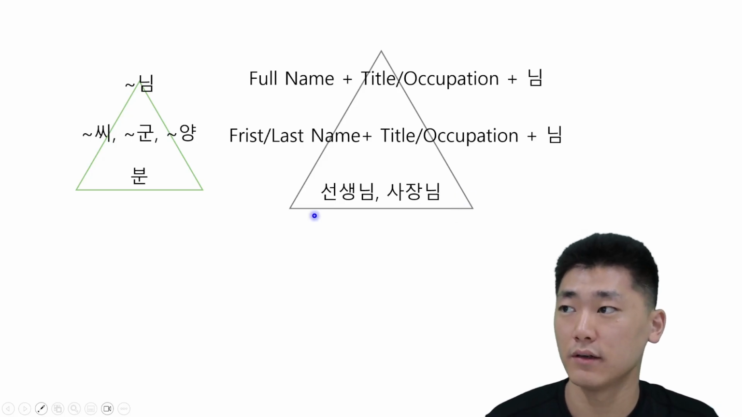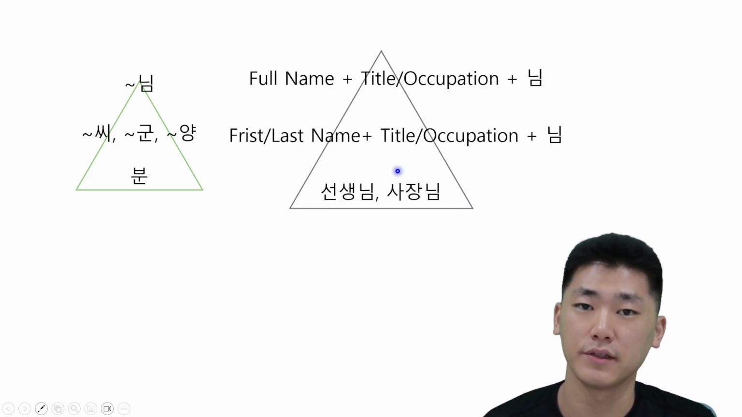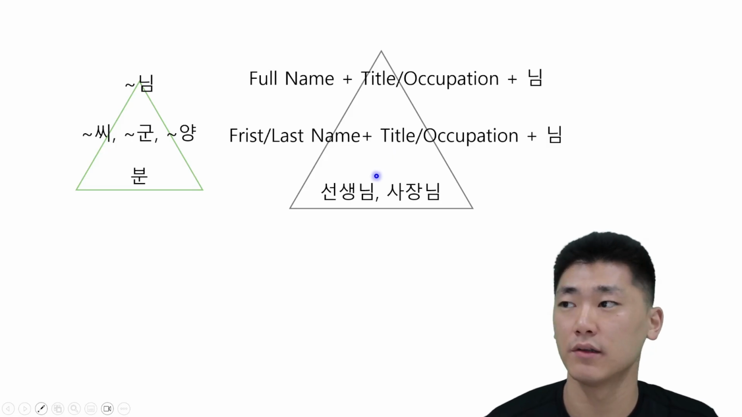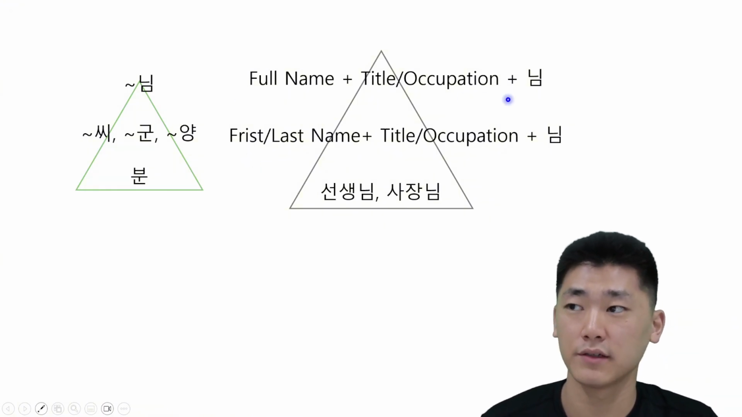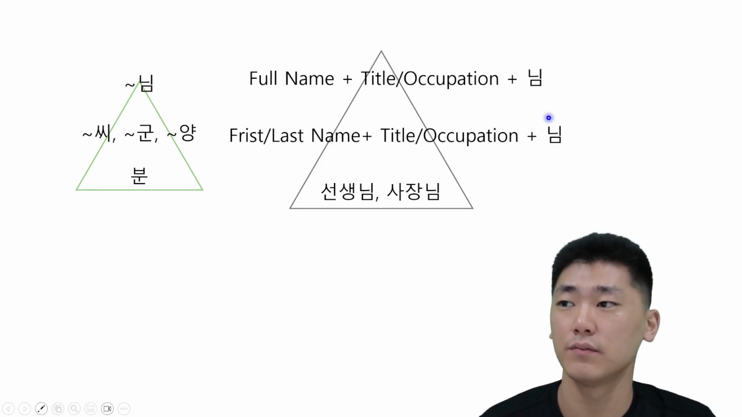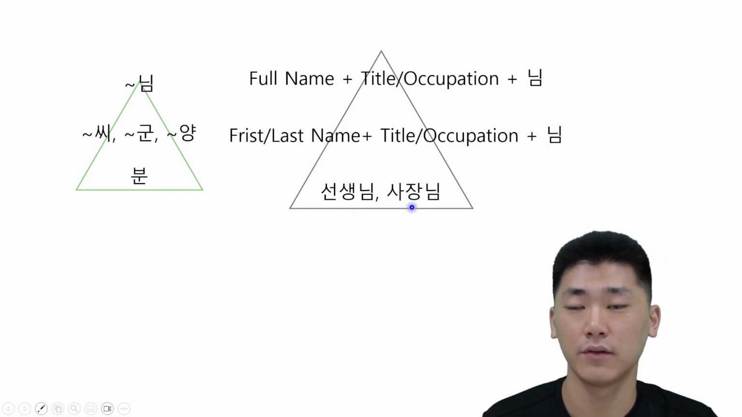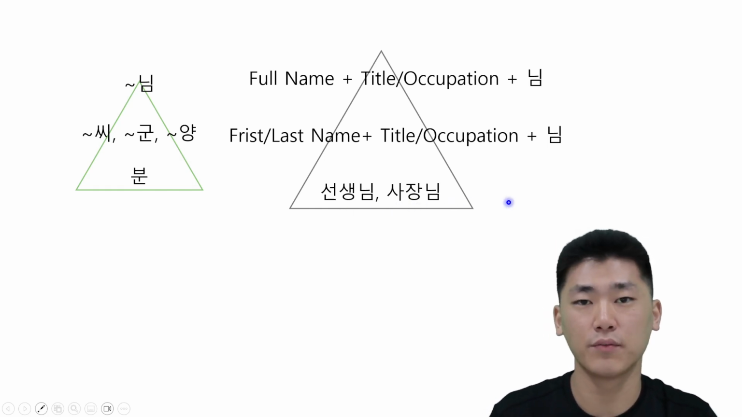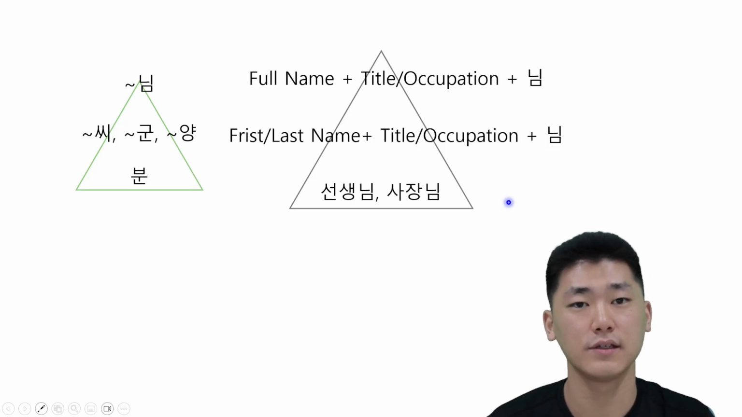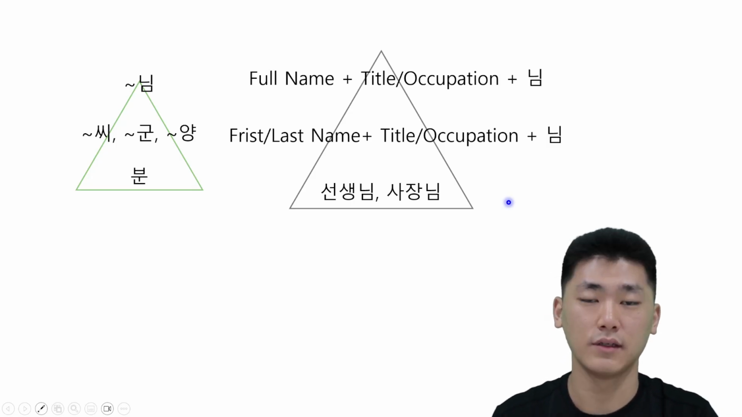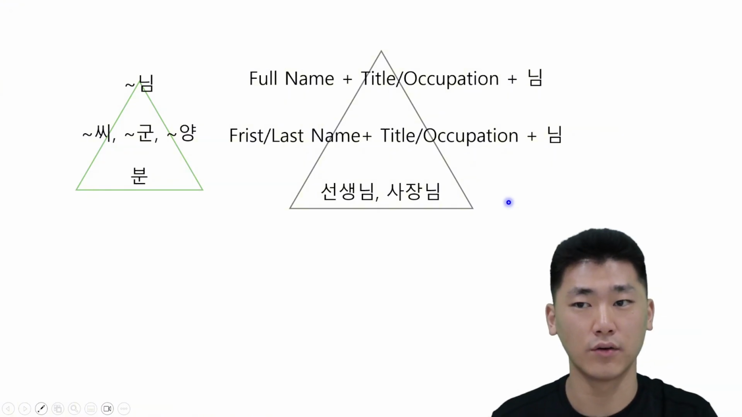As you can see, when you're addressing a person with the title or occupation, the longer, the more polite, and the shorter, the less polite. Like full name, occupation, and 님, or only first or last name plus occupation plus 님, or without the name, just occupation and 님. This is very important since this is a consistent characteristic throughout this whole language. The longer, more polite, and shorter, less polite.